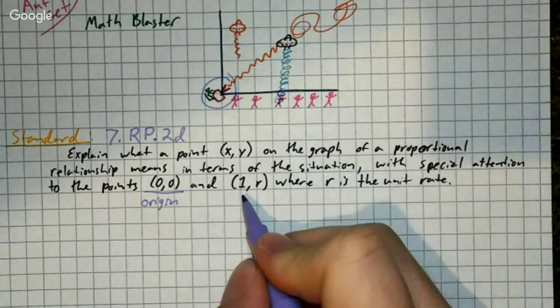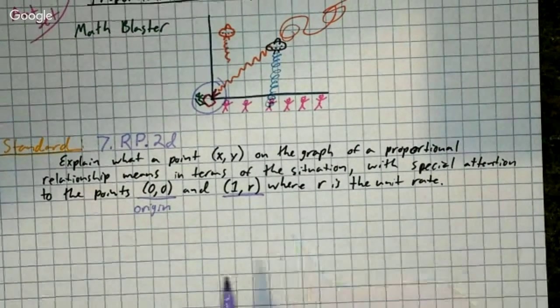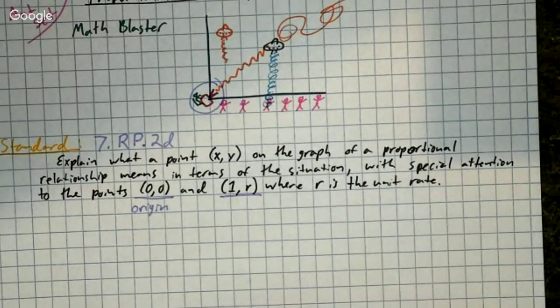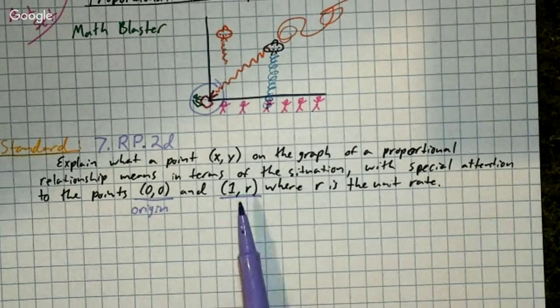And 1R, where R is the unit rate. So remember, we did this the last lesson I videoed for you with the workshop. We talked about these unit rates. Unit rates is when you get to a point where X is 1. For one quantity, you have a value. So that's our standard. Let's go ahead and get started in our input.